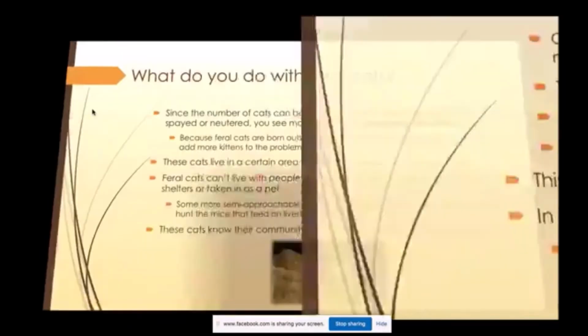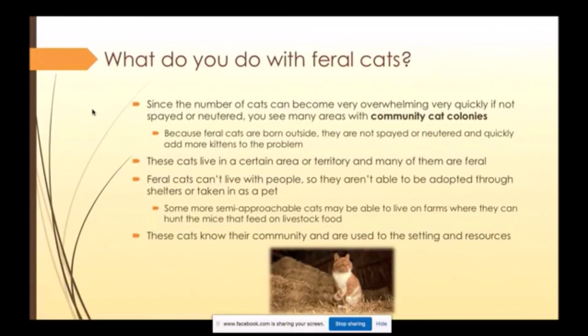So what do you do with the feral cats? Since the number of cats can become overwhelming, like I mentioned, if they're not spayed or neutered, you see community cat colonies. So basically, when we say a community cat colony, it means a group of cats living within that area or community. And because the feral cats are born outside, they're not spayed or neutered, and they're adding to the problem as well.